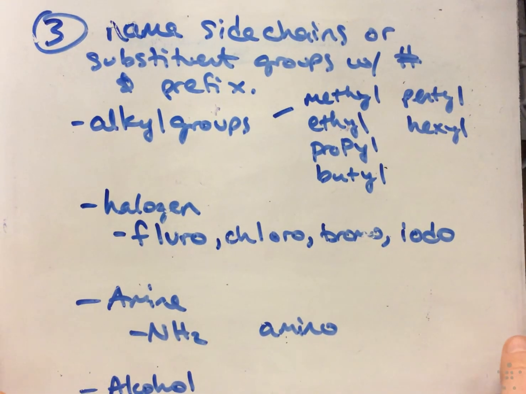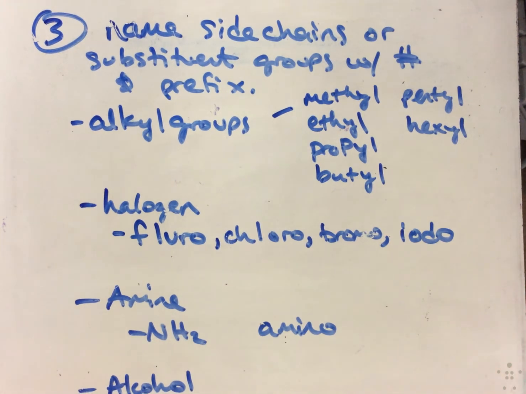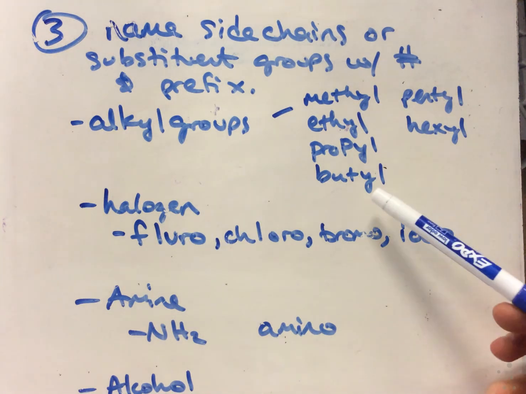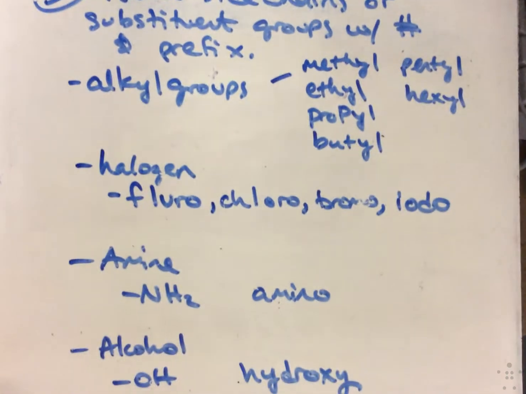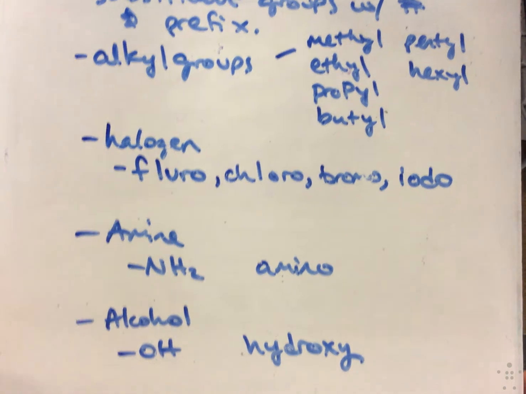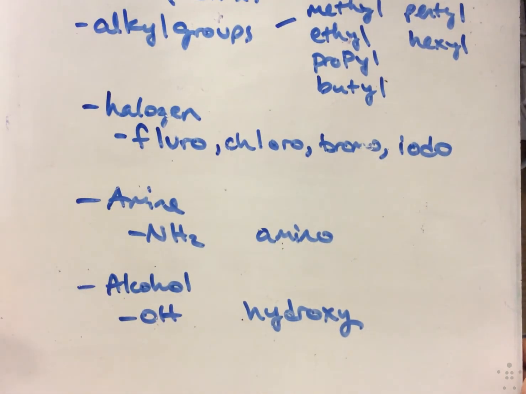Number 3, naming side chains or substituent groups. You need to use numbers and prefixes. Again, we'll get to the numbers in the next board, but if you have an alkyl group, essentially like an alkane, but as a side group, it's the same prefix as we saw before, but ending in yl: methyl, ethyl, propyl, butyl, and so forth. If you have a halogen, it would be fluoro, chloro, bromo, or iodo. If you have an amine, it's just amino, and an alcohol would be hydroxy.